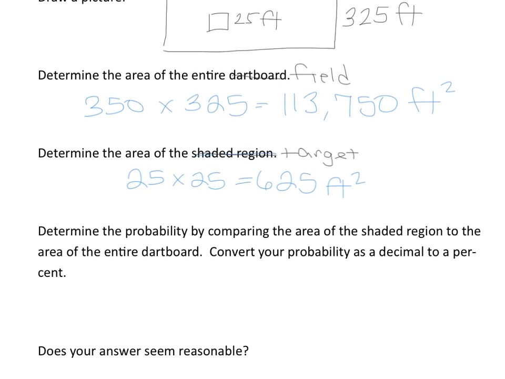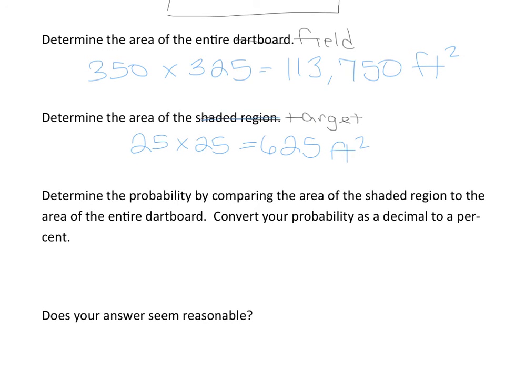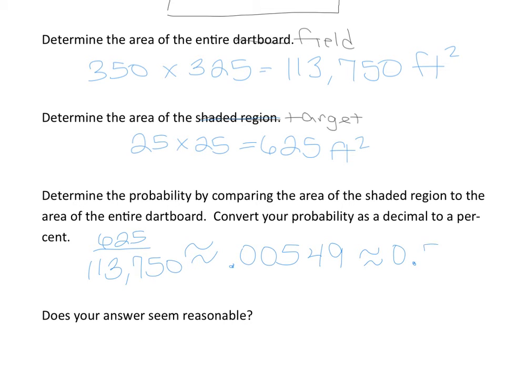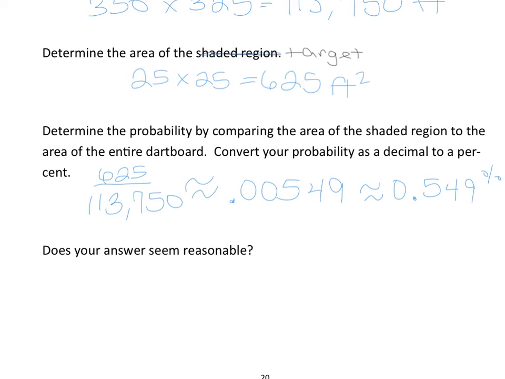So in order to determine the probability, we would need to compare, just as we did on the other ones, the shaded region, or in this case the target, compared to the total. And we end up with approximately 0.00549, which is approximately 0.549%. And we're asked, does this seem reasonable?